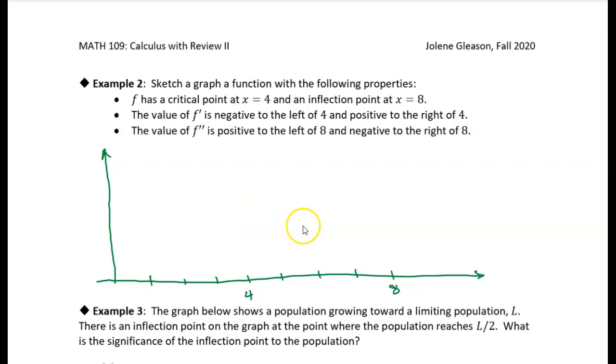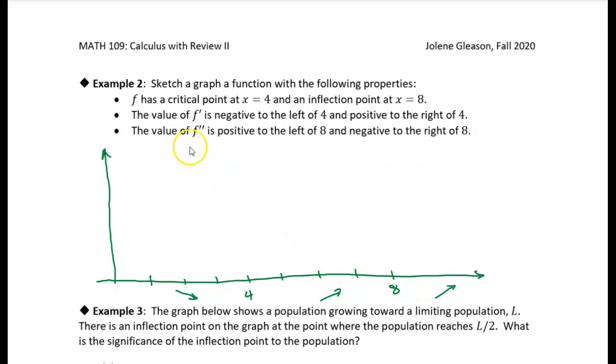The value of the first derivative, f prime, so the slope of the function, is negative to the left of 4 and positive to the right of 4. Okay, so the first derivative tells you the slope of the function. So it's decreasing, right? The function is decreasing to the left of 4, and it's positive to the right of 4, which I assume means everywhere to the right of 4. Because I have the 8 there, I want to make sure it's clear that everywhere to the right of 4, the first derivative is positive, which means it's an increasing function.